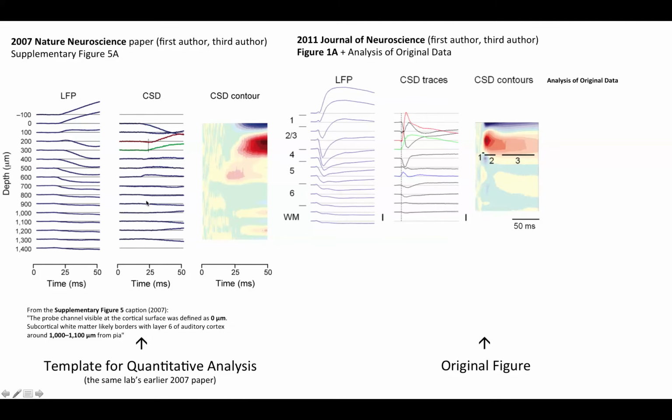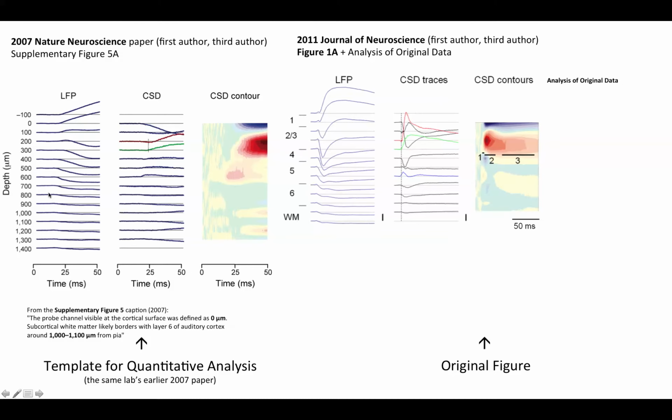And what's interesting is that in this 2007 paper, in which they used the exact same paradigm, this is multi-probe recordings from the auditory cortex of a mouse, using the same 16-channel multi-probe. In this earlier figure, they took a very straightforward and very quantitative approach to representing the data and to communicating the experimental paradigm. So here are the 16 channels of the multi-probe.